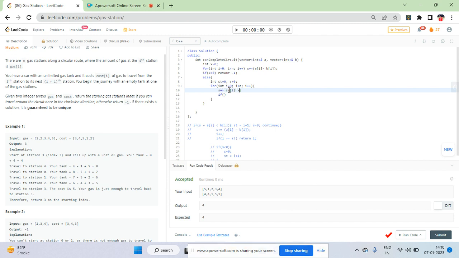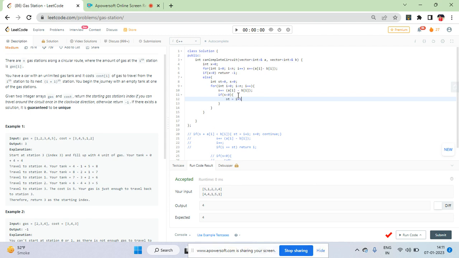You know what it means? You will take a[i] gas and use b[i] gas to reach the next station. If you get negative, it means this is just not possible, so you say starting state is equal to i plus 1, because you cannot complete this transaction. Like you cannot go from 3 to 4, because you don't have enough gas for that, right?